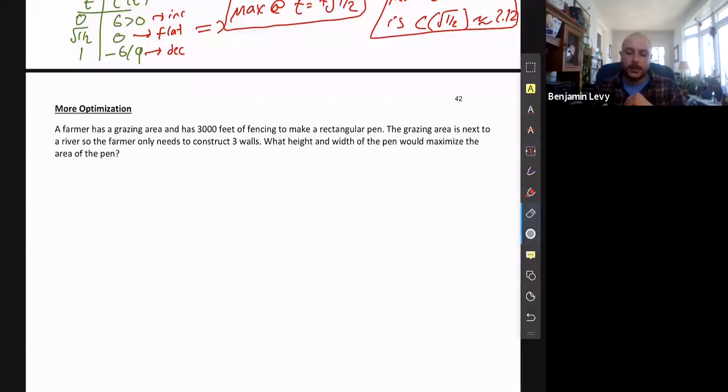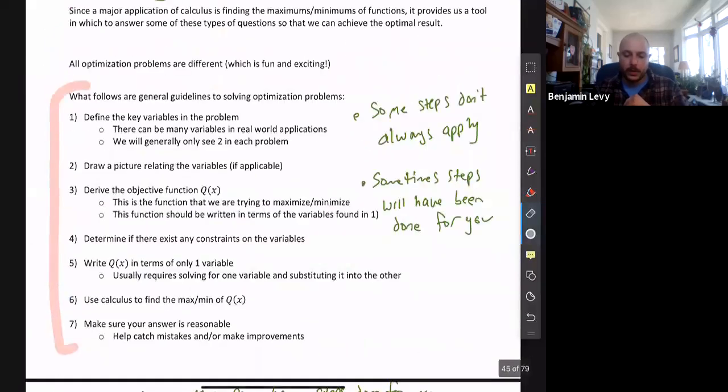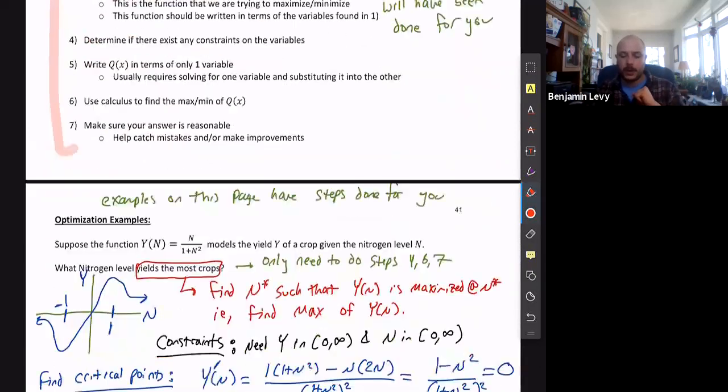So let's slide back up to the steps here, and we'll do the first several things. Let's define the key variables, step 1. Okay, we'll do that. And then we will draw a picture, and then maybe we can come up with the objective function. Okay, so let's do those three things right away.